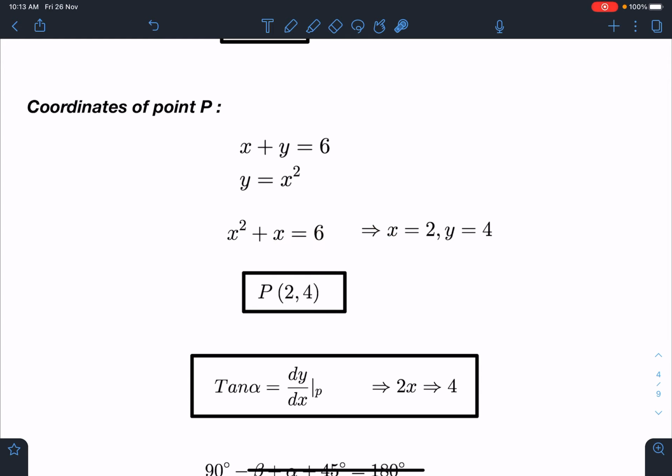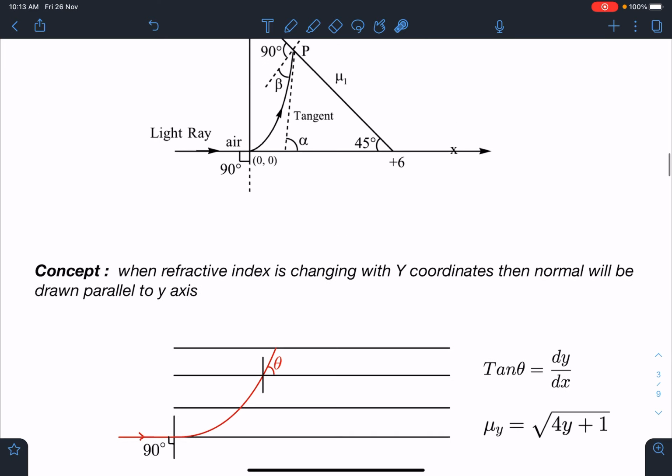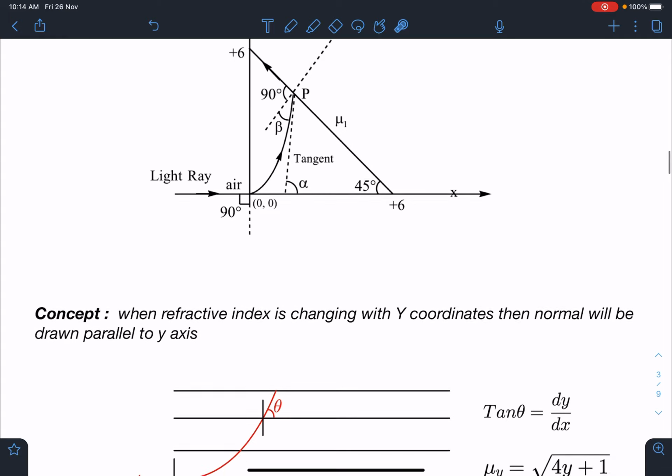Alright, now after this you can see here the tan alpha is the slope of the tangent on y equal to x square at 2 comma 4. So tan alpha value will be directly known to us, and this angle is going to be 90 minus beta, and this is alpha, this is 45. So the sum of these three will be 180 degrees. So that's how we are going to calculate alpha and beta values.